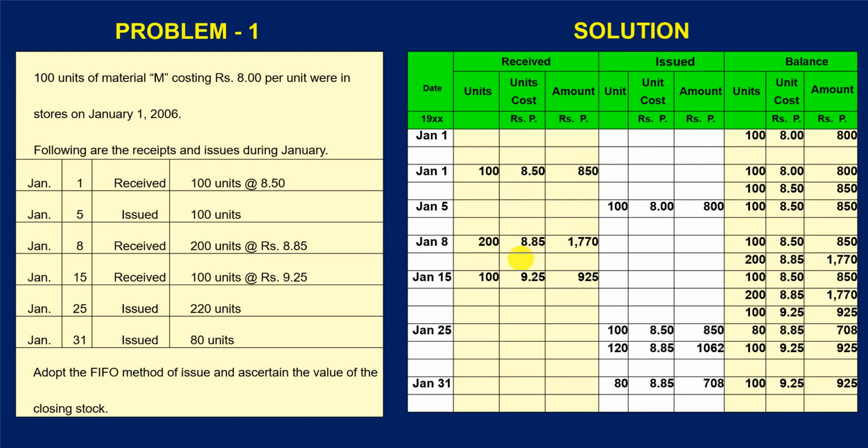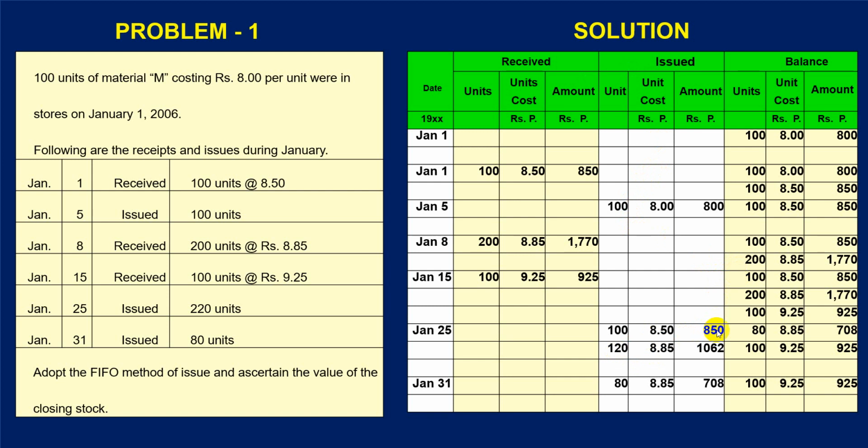The sum continues: on January 15th we have received again 100 units at 9 rupees 25 paisa, which comes to 925. First the previous balance has to be brought down, and then these 100 units of January 15th are introduced and written. January 25th we have issued 220 units. Now the first in first out arises here. From the first 100 units, this 100 has been issued.